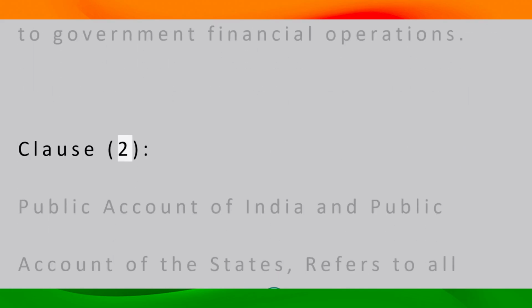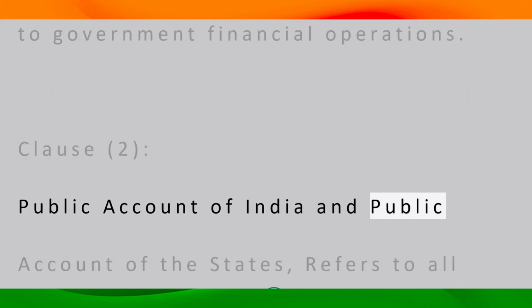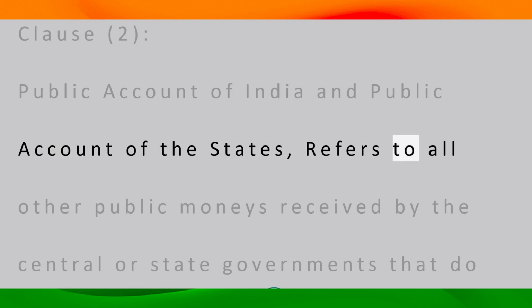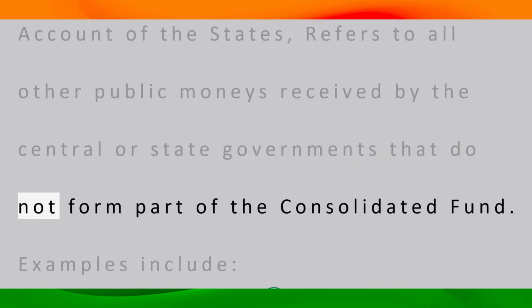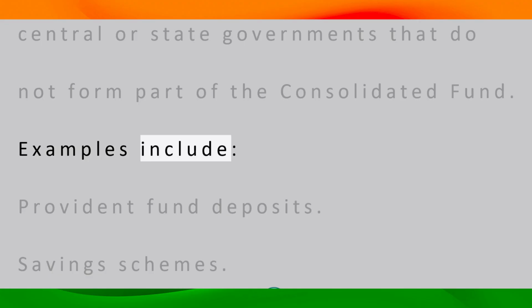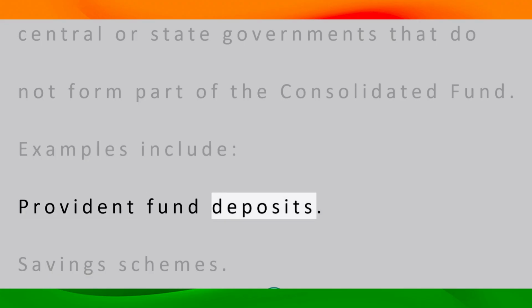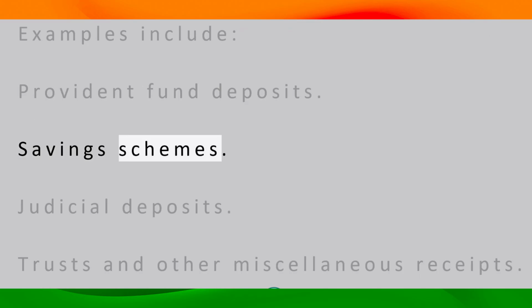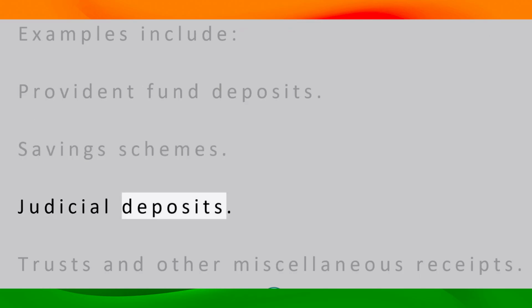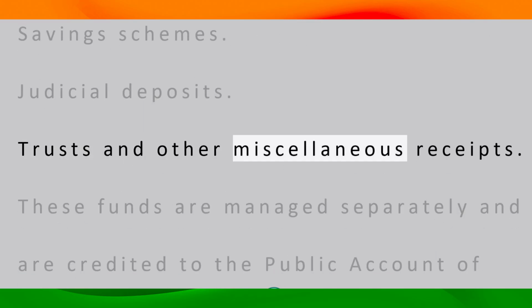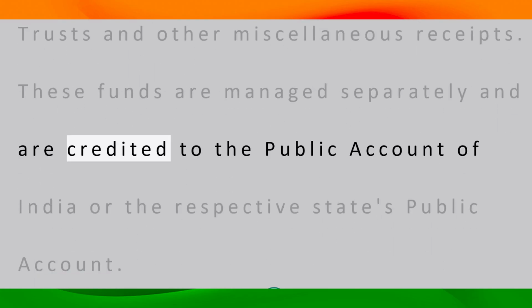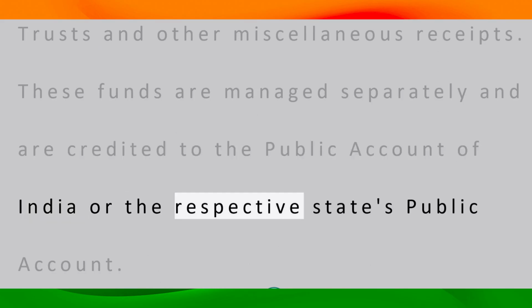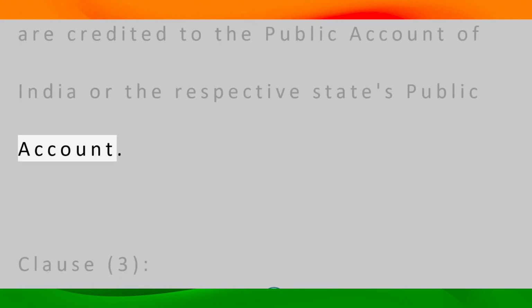Clause 2. Public Account of India and Public Account of the States refers to all other public monies received by the central or state governments that do not form part of the Consolidated Fund. Examples include Provident Fund deposits, savings schemes, judicial deposits, trusts, and other miscellaneous receipts. These funds are managed separately and are credited to the Public Account of India or the respective state's public account.